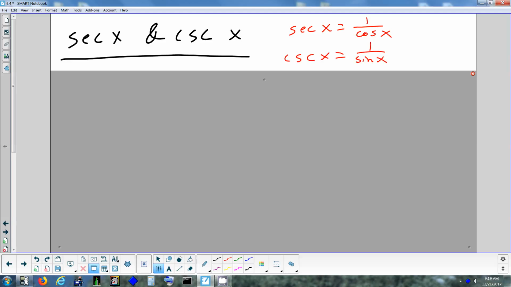Dylan, do sine and cosine ever cross the x-axis? Yeah. What's the y value when it crosses the x-axis? 0. So if sine and cosine can equal 0, what does that mean is going to happen here? They're going to be asymptotes. We're going to get vertical asymptotes. In secant, you're going to get a vertical asymptote everywhere cosine is 0. So that would be like pi over 2, 3 pi over 2. Cosecant, you're going to get asymptotes everywhere sine is 0. So that'd be like 0, pi, 2 pi, and so on.